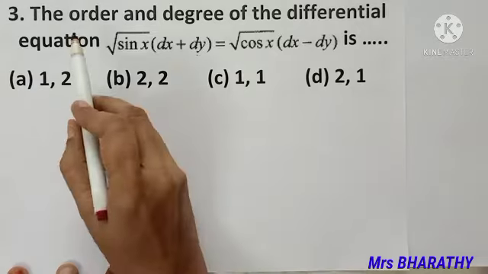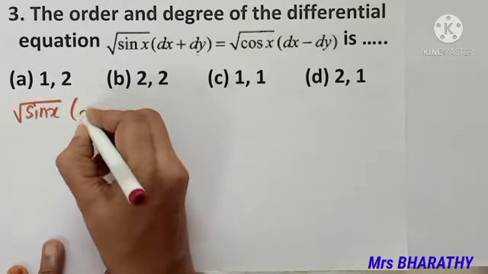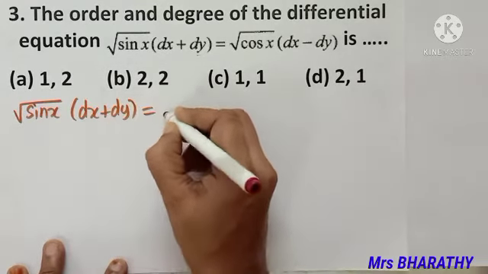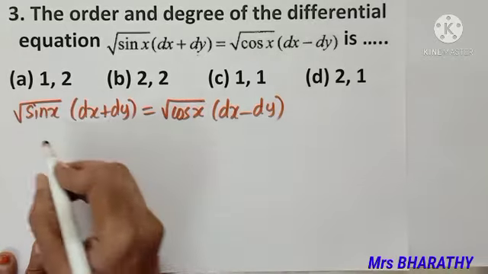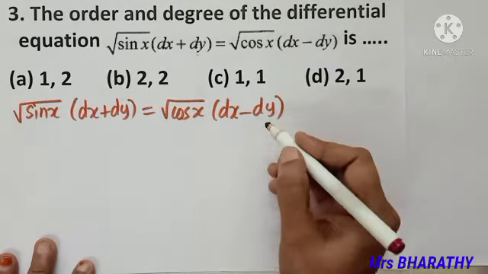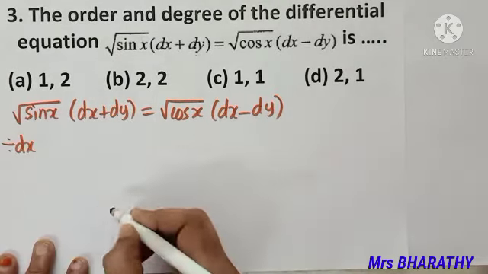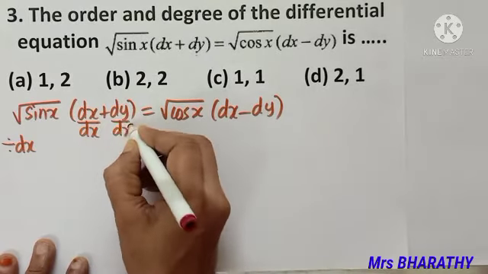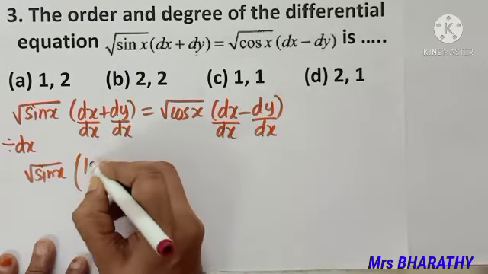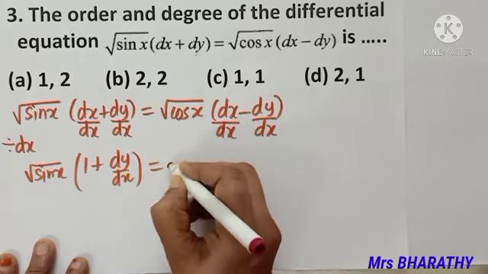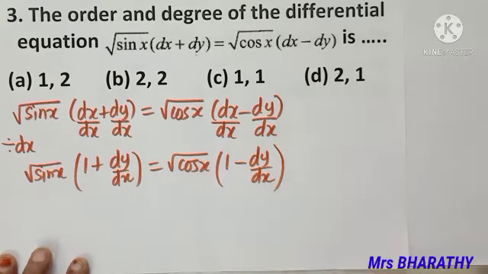Question number 3. Order and degree of the differential equation: root of sin x into dx plus dy, equals root of cos x into dx minus dy. What is not allowed in this? I need to have the dy by dx pattern. So throughout, let me divide by dx. As I divide every term by dx, check out what we get. It is root of sin x into 1 plus dy by dx, equals root of cos x into 1 minus dy by dx.